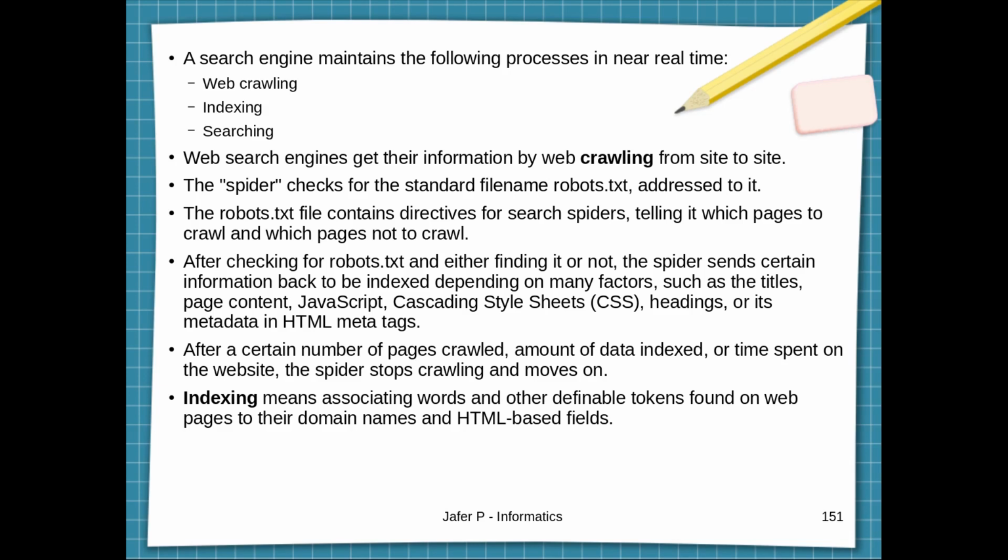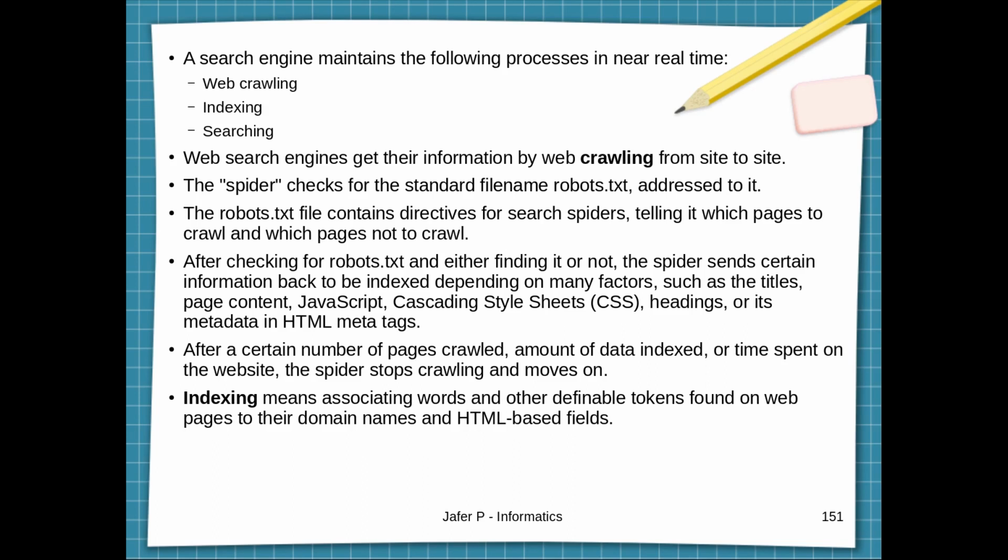So what is indexing? Indexing means associating words and other definable tokens found on web pages to their domain names and HTML based field. Once you get all the information using crawling, it will associate the words. For example, if you give informatics ebooks, this is an information. Based on that keyword, whatever pages are available, all these pages are crawled first. That means if you have 1000 pages related to this keyword, all these pages are crawled.